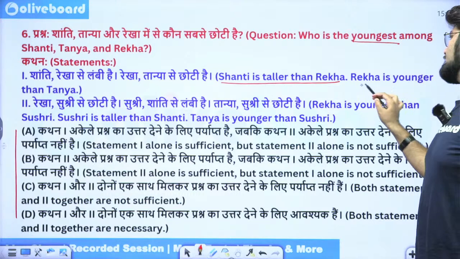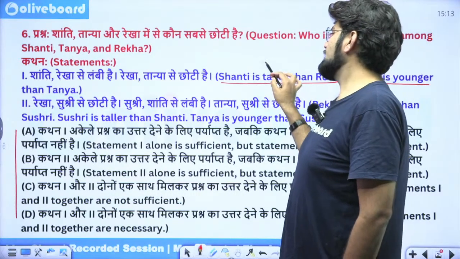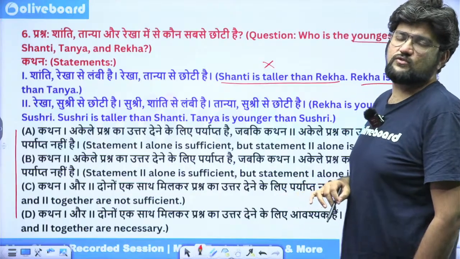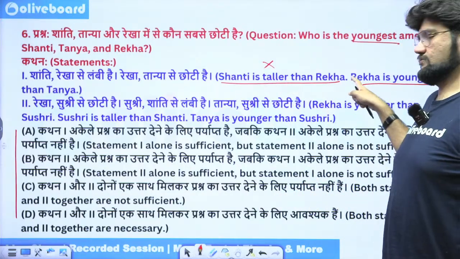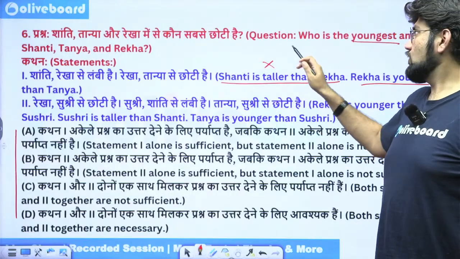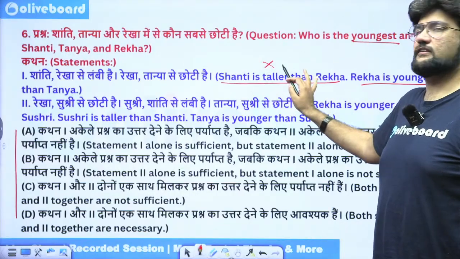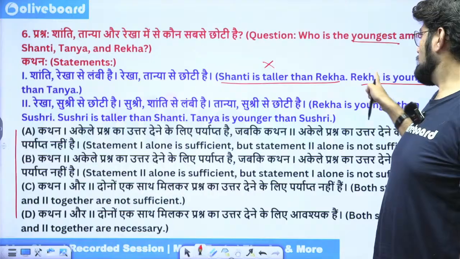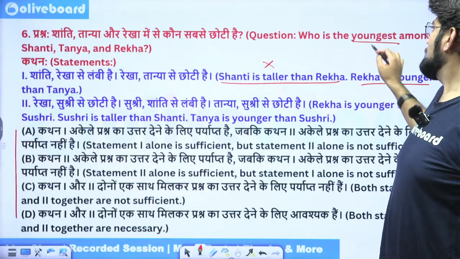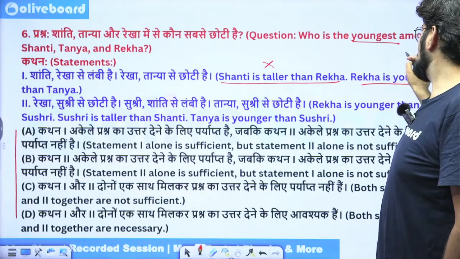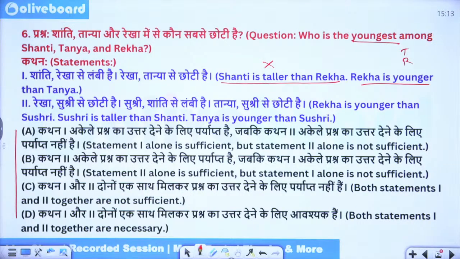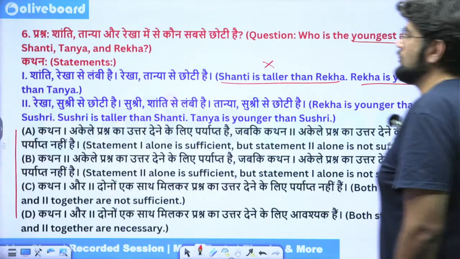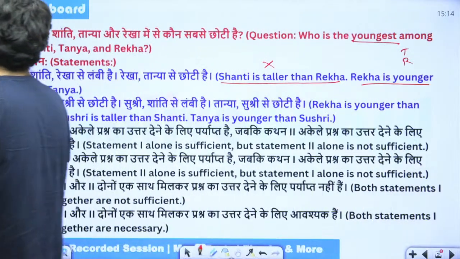Rekha is younger than Tanya. Shanti is taller than Rekha makes no sense for you. This data is useless, this one line is superfluous. It has got no meaning for us because we are looking for the youngest person, and it has nothing to do with them being tall or short. So we'll only consider this: Rekha is younger than Tanya. We need to check who is the youngest, so 1 alone is not sufficient.